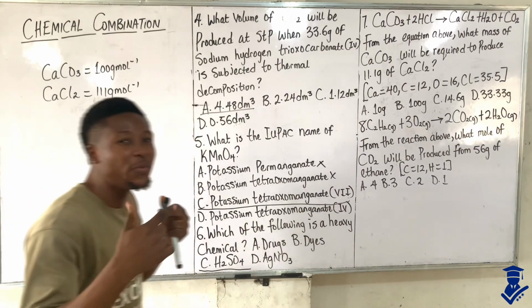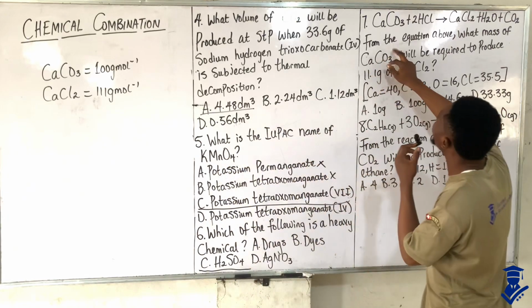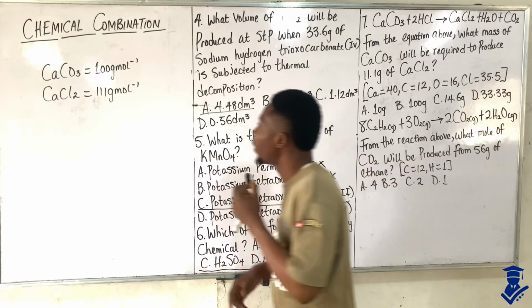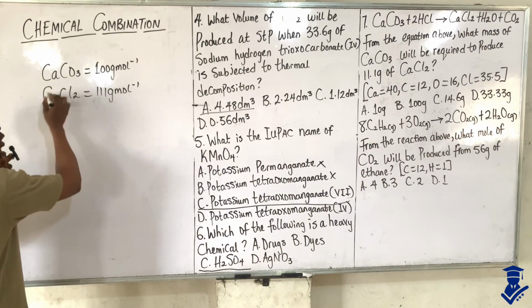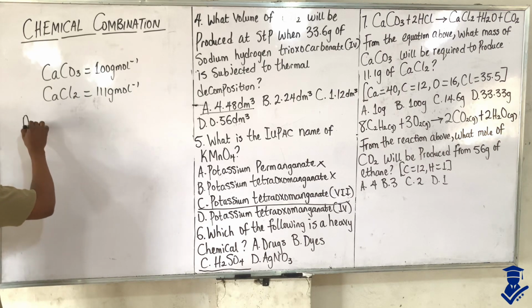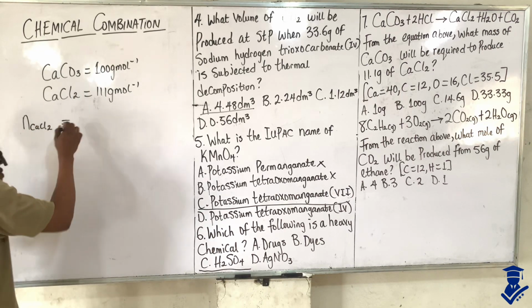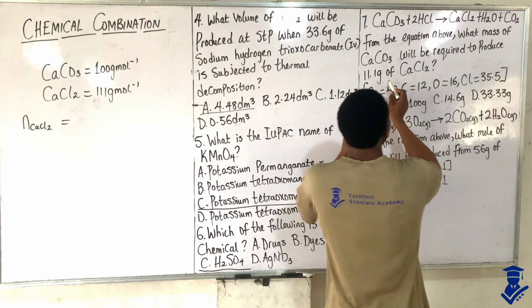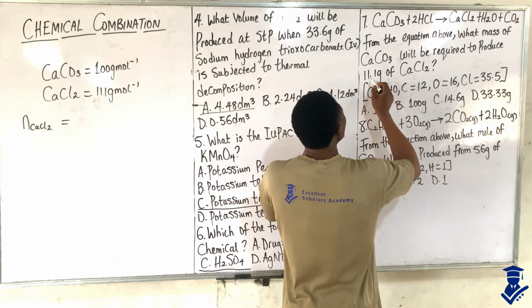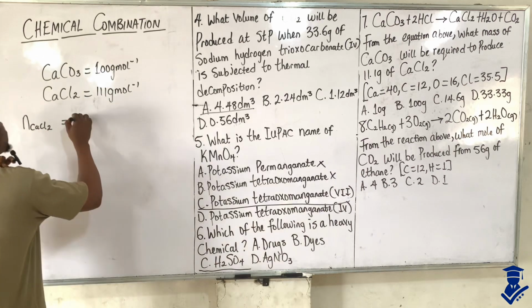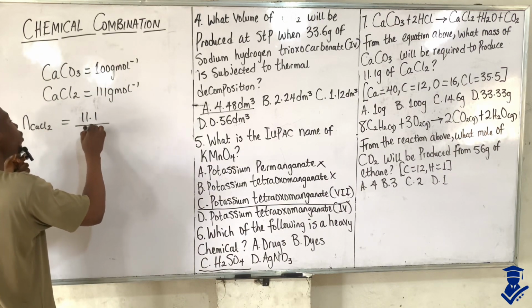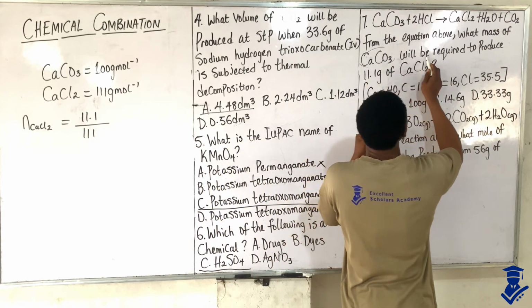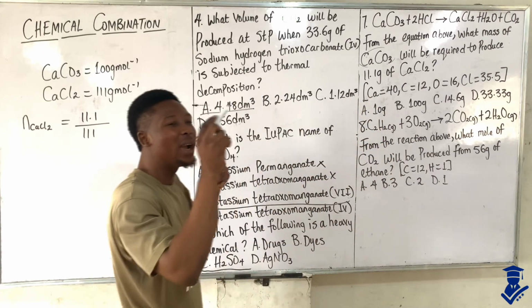Now, if you watch very closely, you find out that 1 mole of CaCO3 produces 1 mole of CaCl2. So meaning that we have to find the mole of CaCl2. For us to find the mole of CaCl2, mole is mass over molar mass. Now the mass given to us is 11.1, so it's going to be 11.1 over 111, because they said from the question above, what mass of this will be required to produce 11.1 gram of CaCl2.